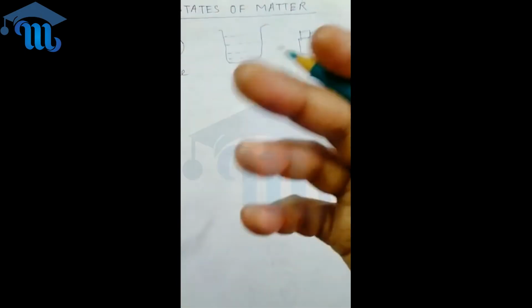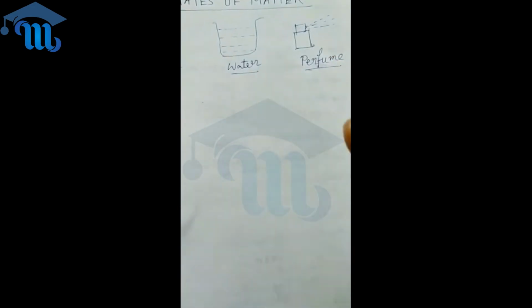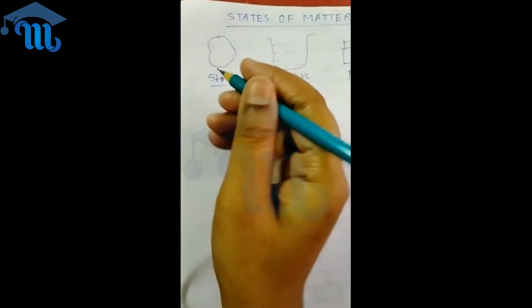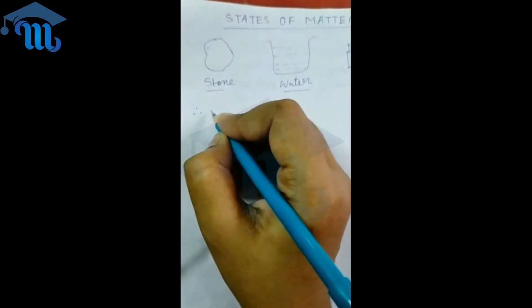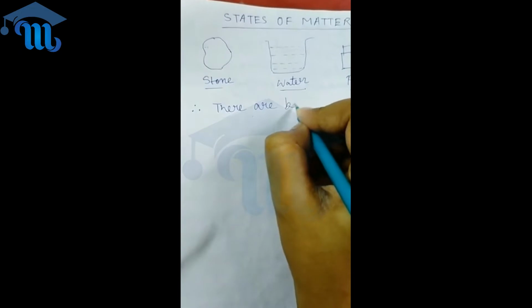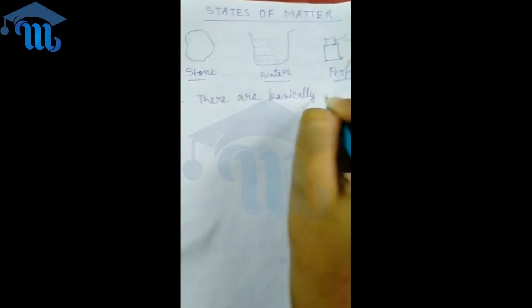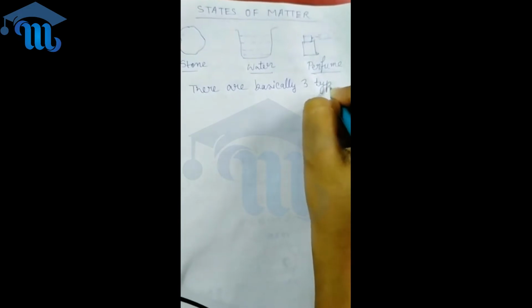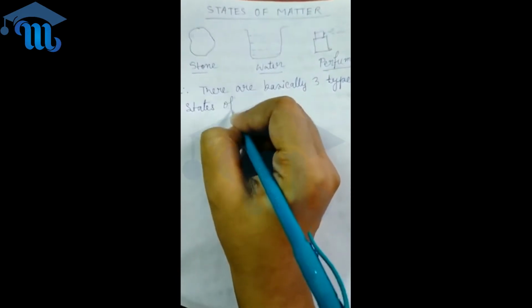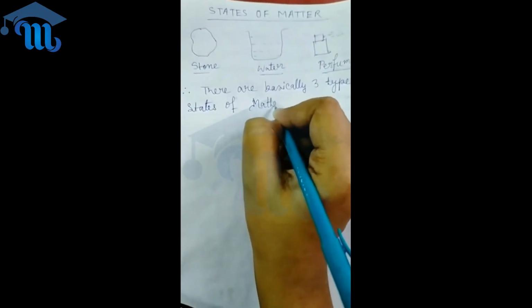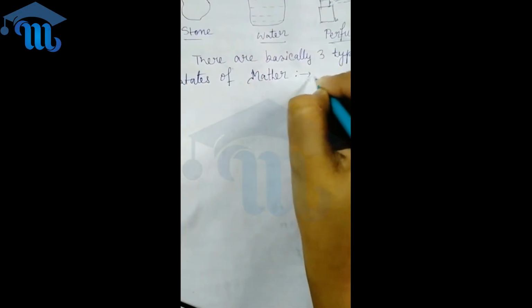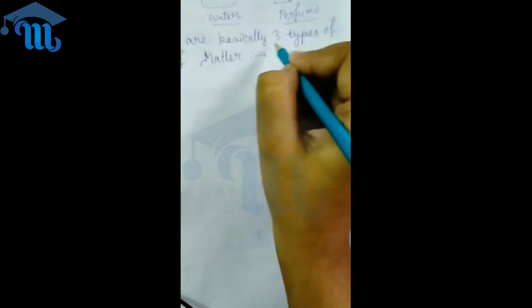And some of these can only be felt by smell and odor. So basically there are three types of states of matter. It can be divided into three parts, as we said, basically three types.